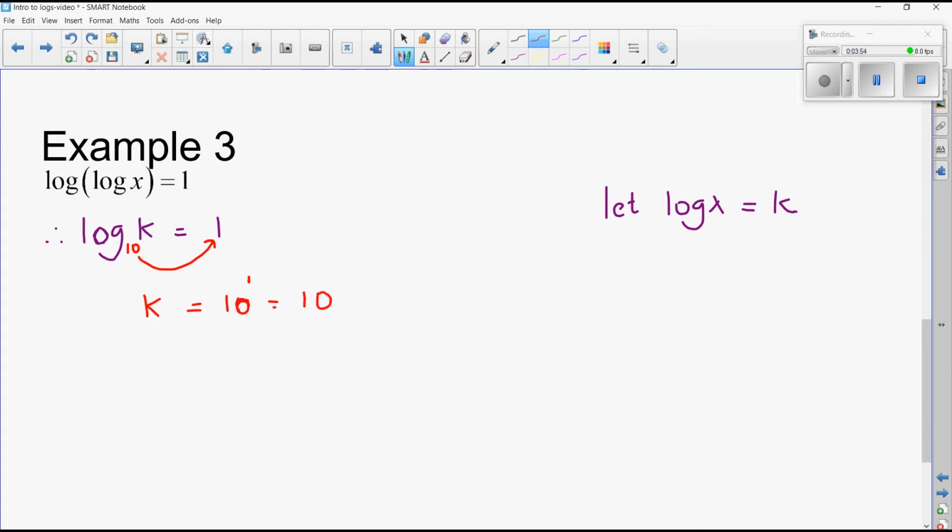But remember, I substituted log of x to equal k, so I'm going to resubstitute. So I get that the log of x equals 10, because k is 10. Again, it's a common log and the base is 10. For me to get to the value of x, I'm again going to change it to exponential form. So I get that x equals 10 to the exponent 10.